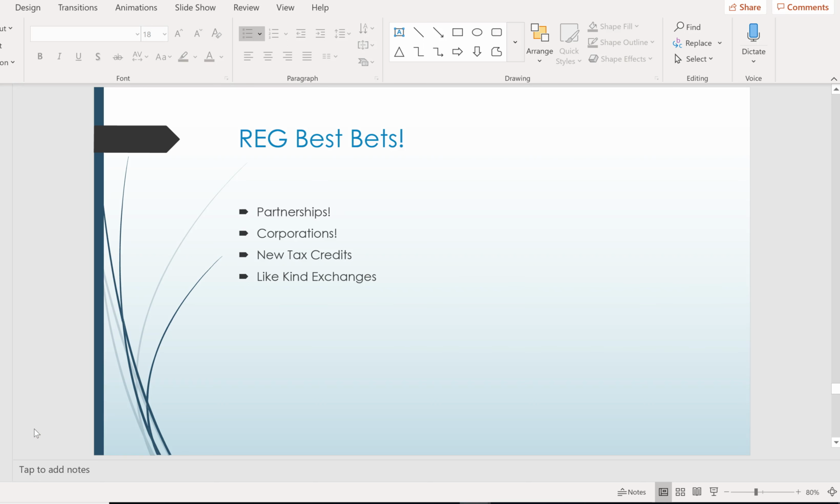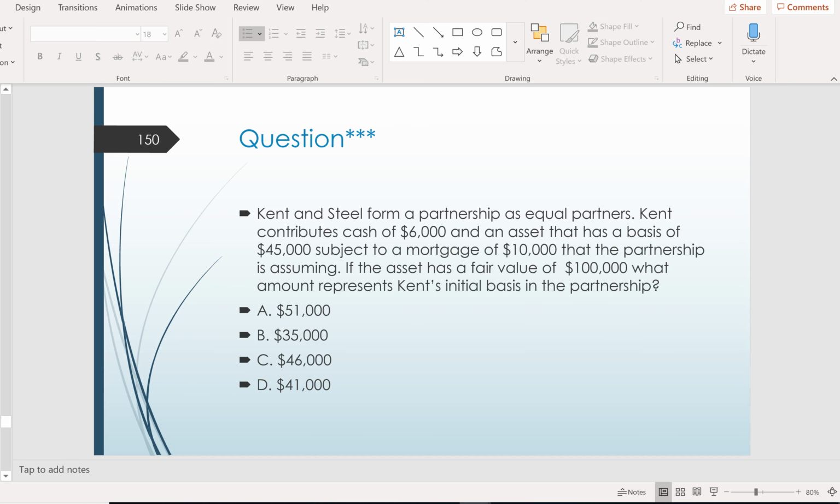All right, how about some REG best bets? You taking REG in the next couple days? Make sure you're up on your partnerships, your corporations, the new tax credits under the Tax Cuts and Jobs Act, and of course, like-kind exchanges. Those are some of my best bets, so let's get into it.